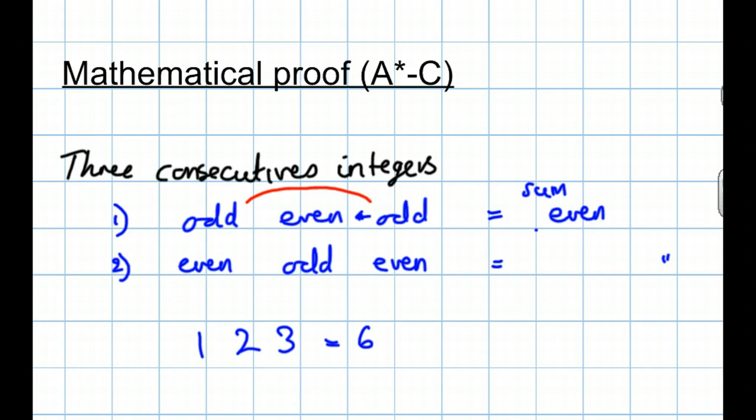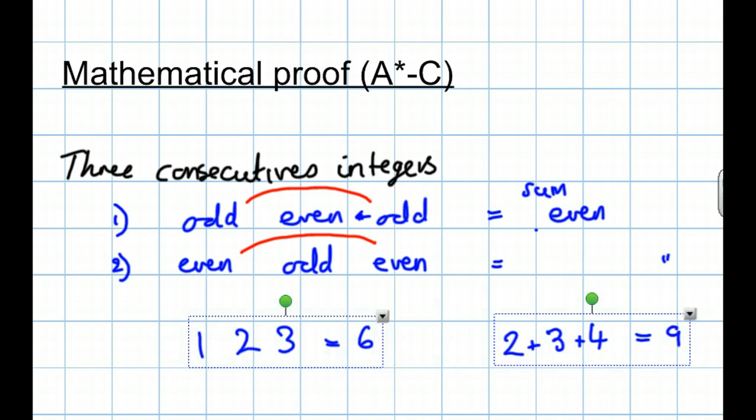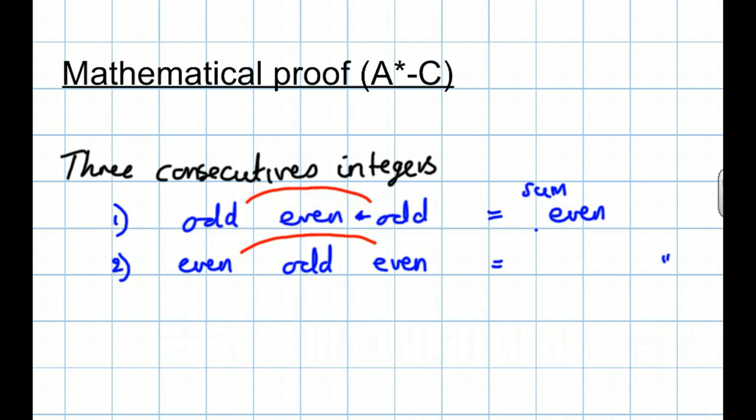But what about if we began with an even number? An even number added to an even number is even, and then add an odd number, it's going to be odd. Let's just check that with an example. 2, 3, and 4. Add those up, you get 9, which is an odd number. So we can't say anything for sure about the sum of three consecutive integers, but we can say something, as you saw earlier, about the product.